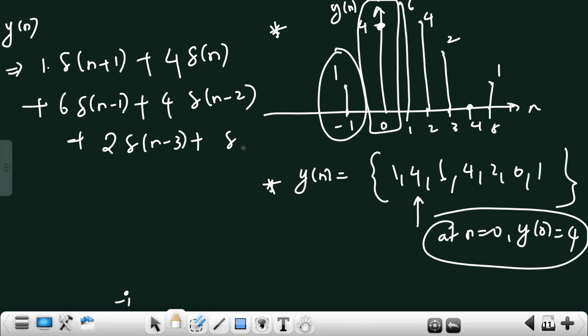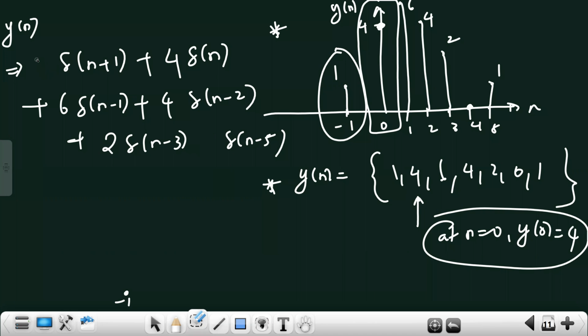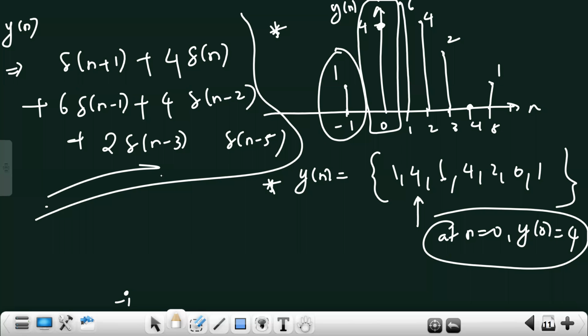And amplitude is 1. So if the amplitude is 1, it means no need to represent that. So I can omit that from the first term and last term. If the amplitude is 1, no need to show that. So this is the way of representing your y of n, your output, in the form of an equation. So you have 3 ways of representing your output: in terms of graph, in terms of set, and in terms of equation.